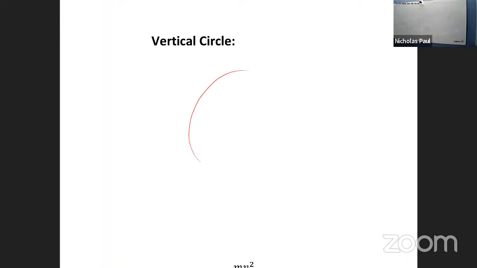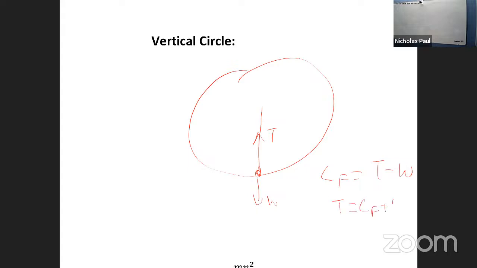during a vertical circle, when the object is at its lowest point, the centripetal force was tension minus weight. We also said at that point, tension was equal to centripetal force plus weight, and at this point tension was the largest. The tension was the largest at that low point.